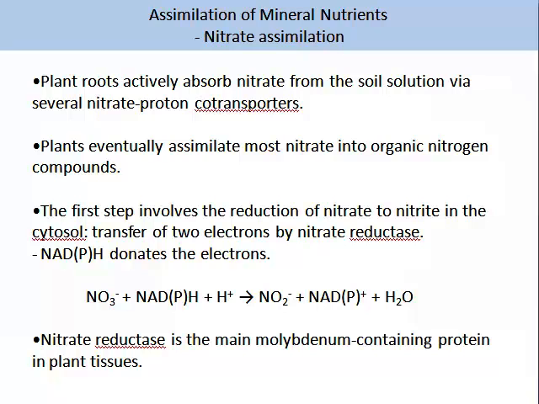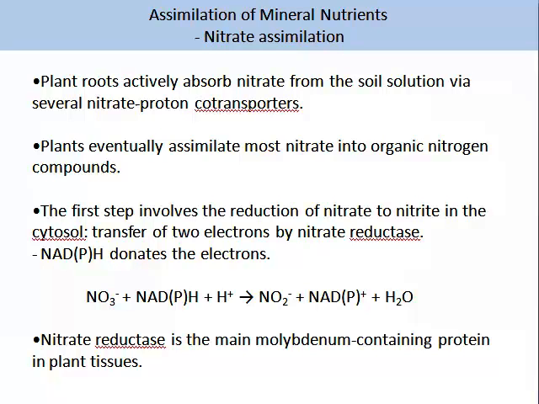In nitrate assimilation, plant roots actively absorb nitrate from the soil solution via several nitrate proton co-transporters. Plants eventually assimilate most nitrate into organic nitrogen compounds. The first step involves the reduction of nitrate to nitrite in the cytosol, with the transfer of 2 electrons by nitrate reductase. NADH donates the electrons. The formula on the slide shows the chemical process of this reaction.